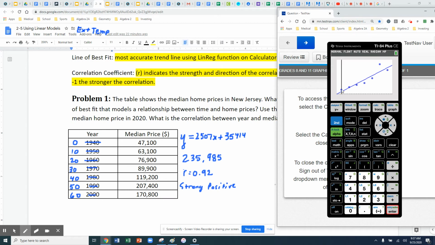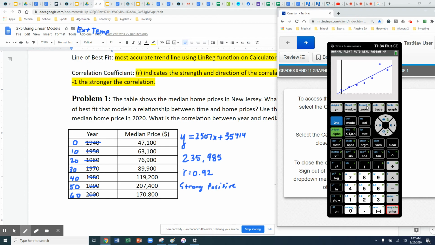Here's our 1940, 50, 60, 70, all the way up, and then we've got our trend line cutting through there as well. So there would be just some advanced things you can do with these scatter plots, and there's our picture.